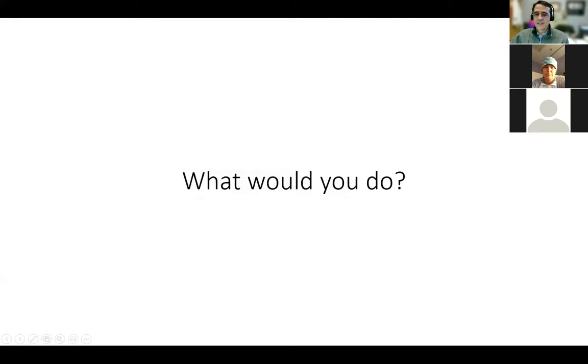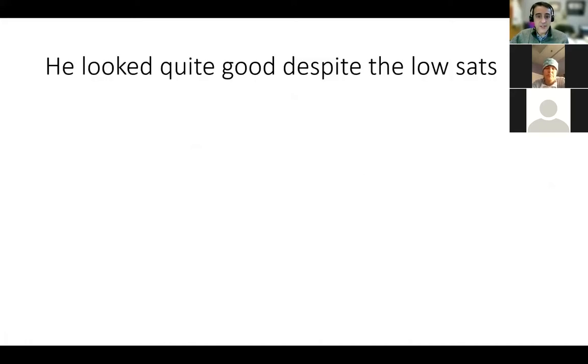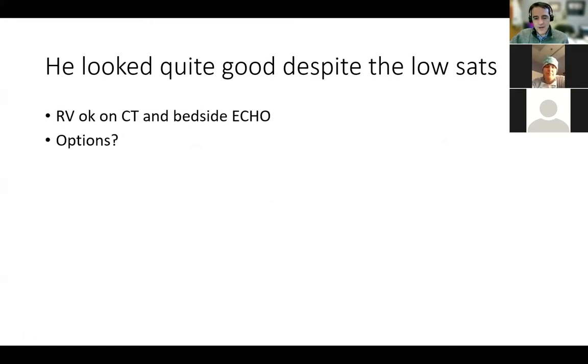What do you do? So obviously thrombolytics are not part of the story here. So, assessment of our right ventricular strain. He actually looked surprisingly quite good despite low saturation, but just a scary event on a Sunday morning. RV on CT and echo actually looked okay. So what are my options?